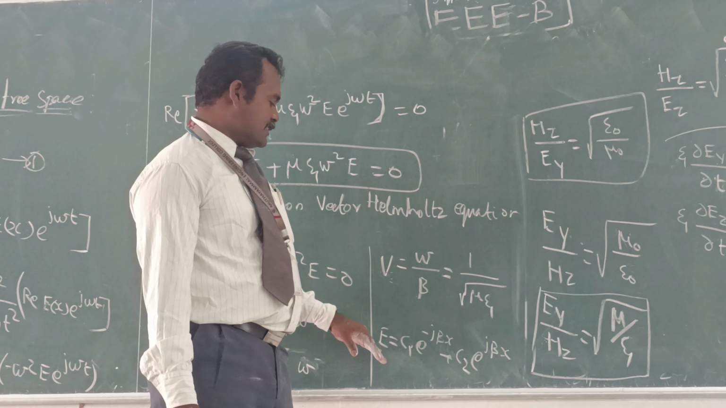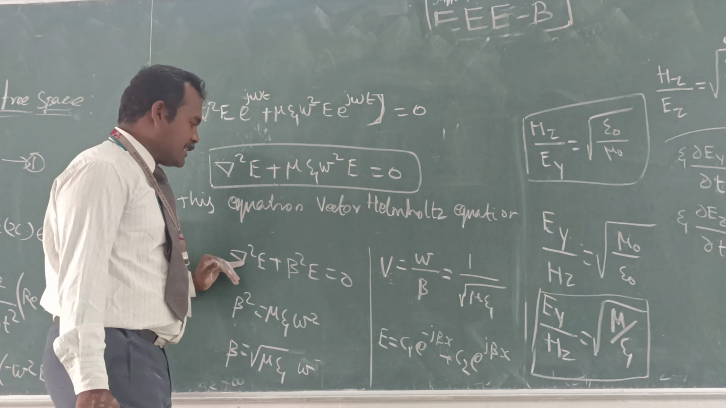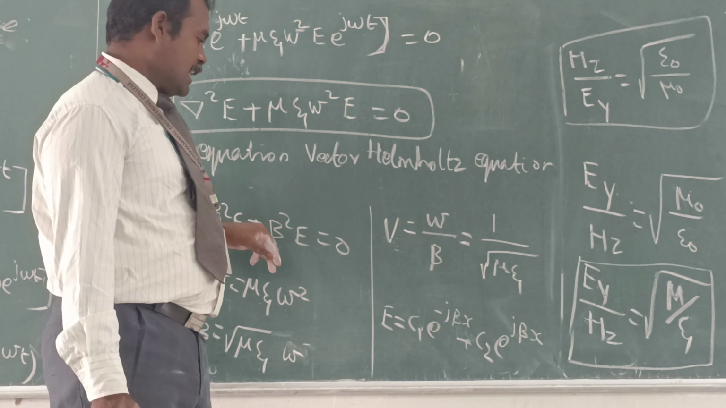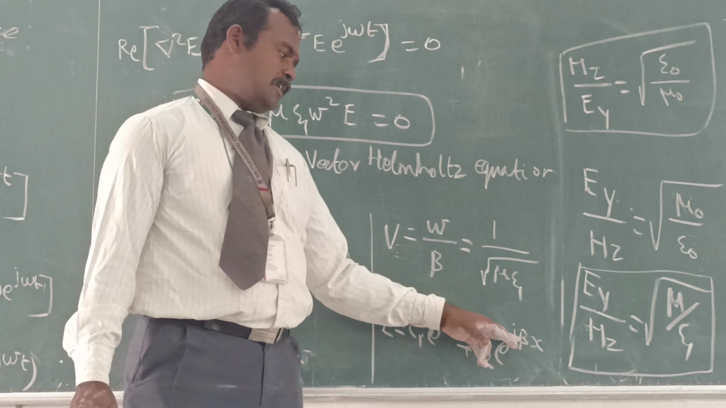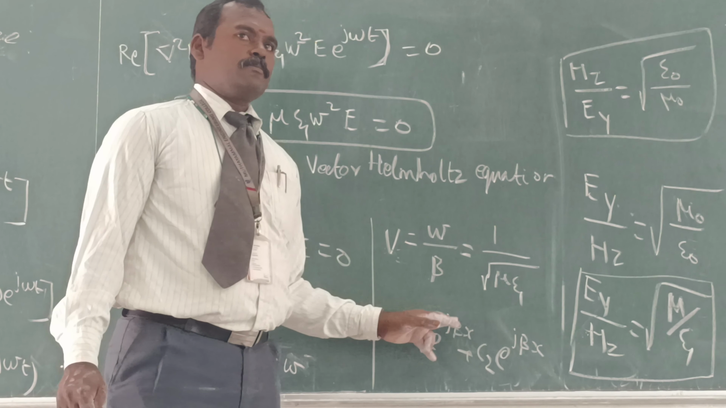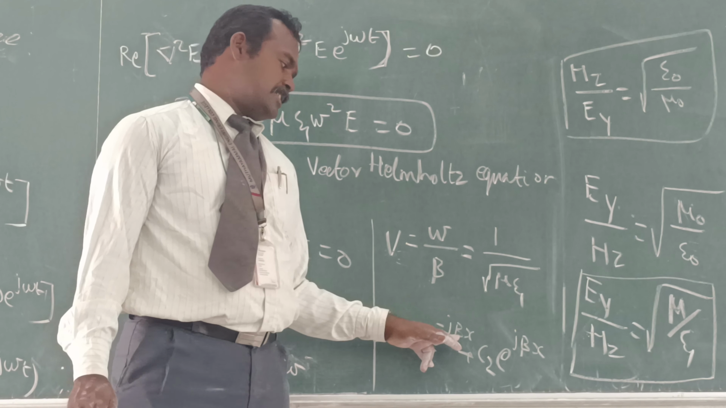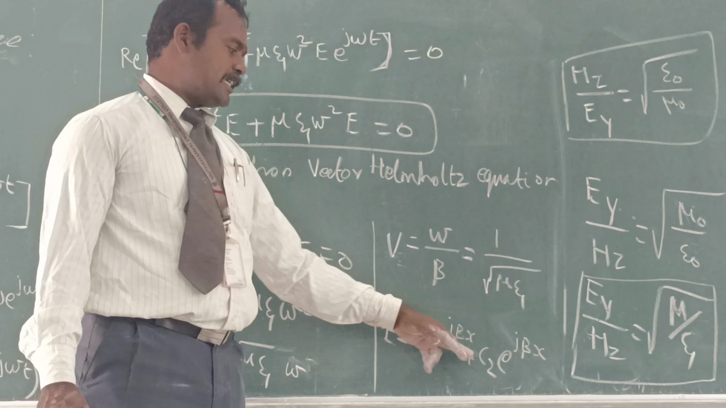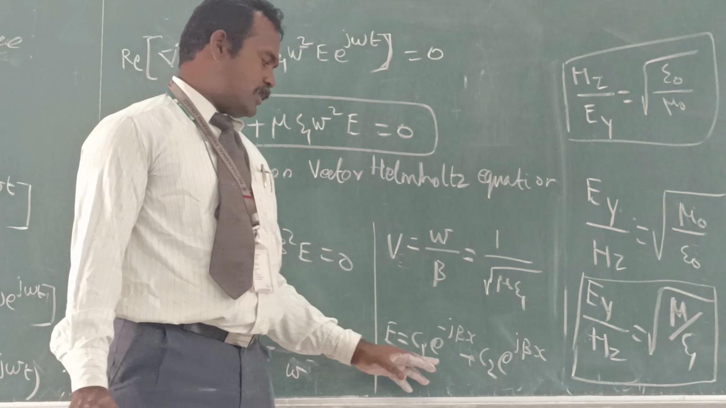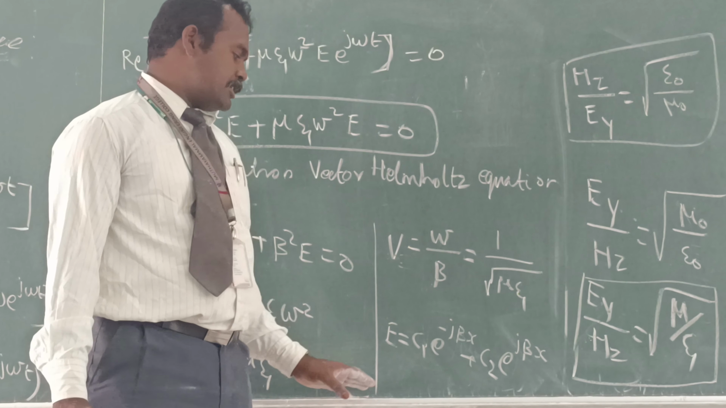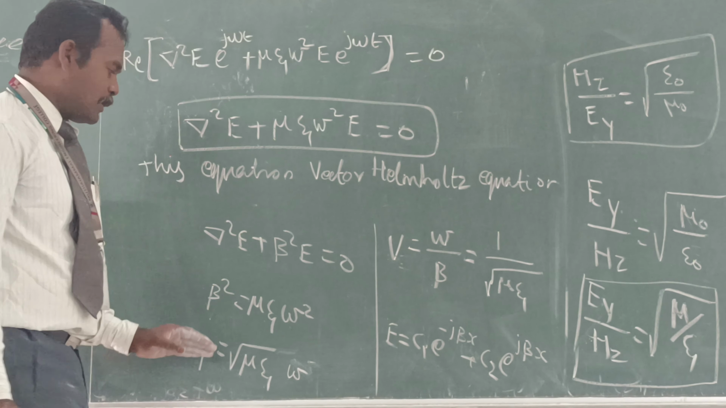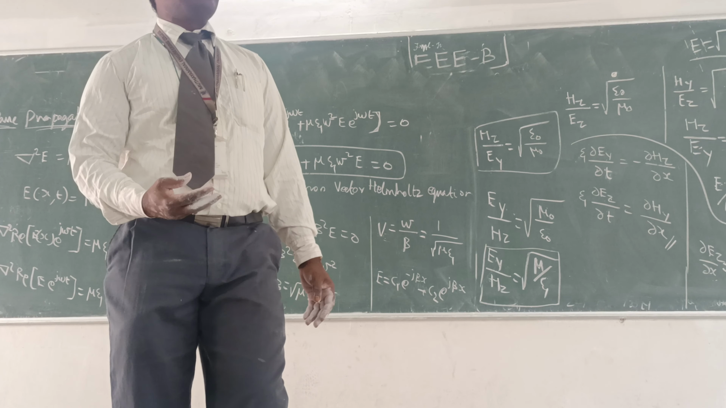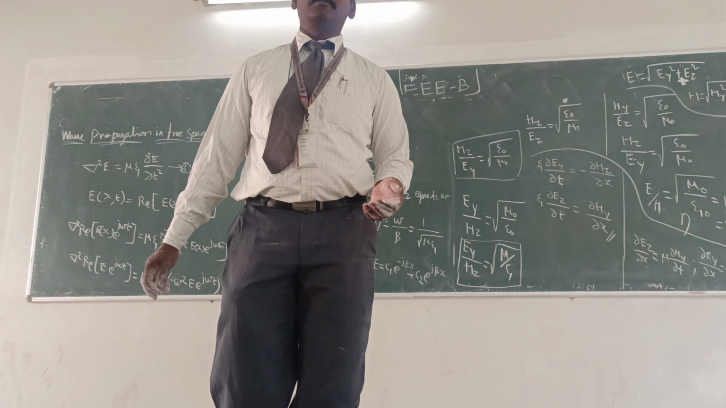If you simplify this expression again, you can write E equals C1 into e power minus j beta x, similarly C2 into e power j beta x, in the positive direction as well as the negative direction. The electric field travels in both directions, positive and negative. The constants C1 and C2 you will find from the wave propagation itself. That is the actual wave propagation equation in free space. Okay, thank you.